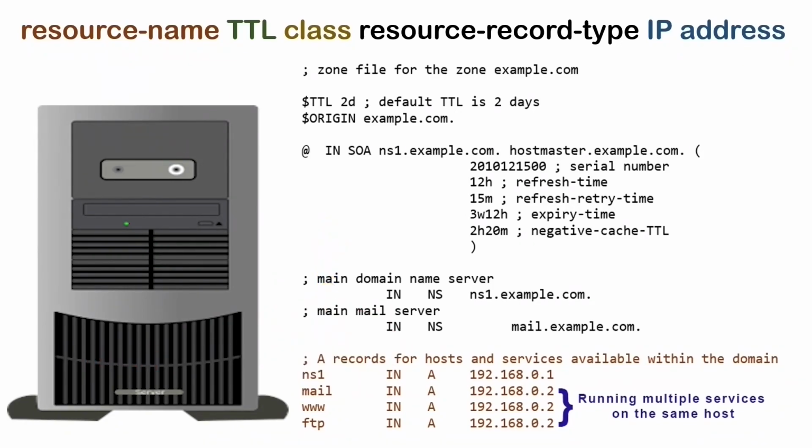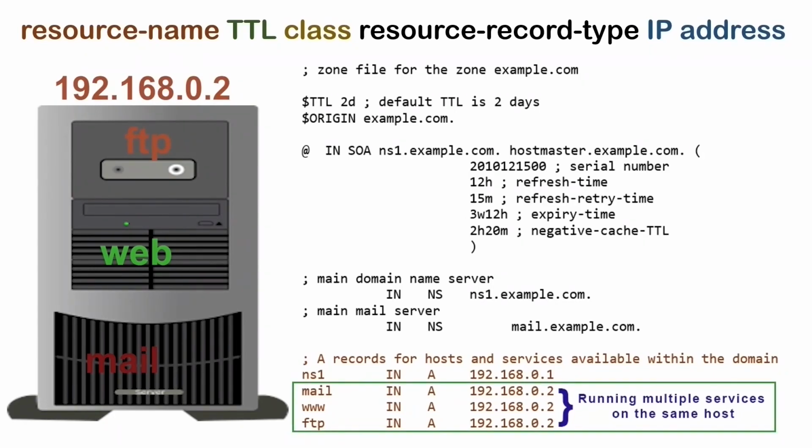Let us understand this feature through our example. Suppose we configure the mail, web, and FTP services on a single server whose IP address is 192.168.0.2. In this situation, we need to map these services with the IP address 192.168.0.2.